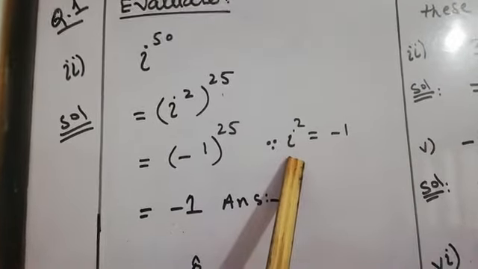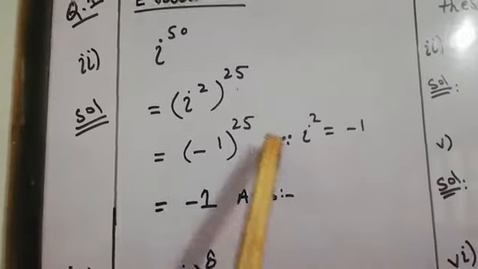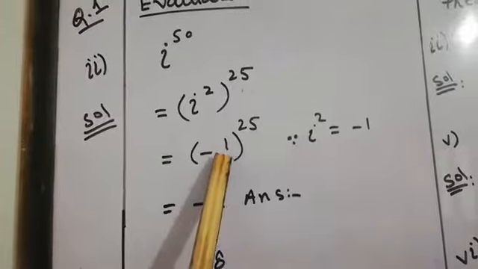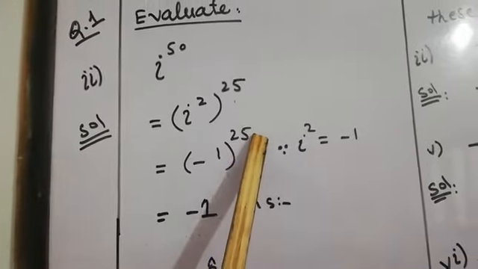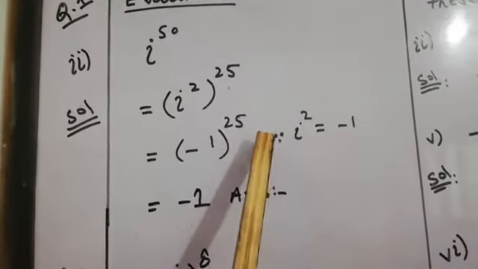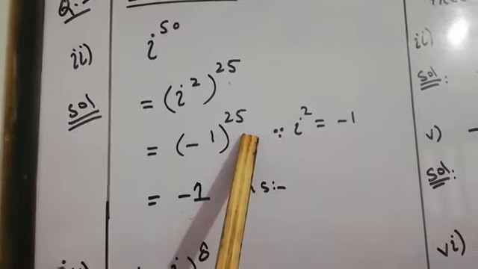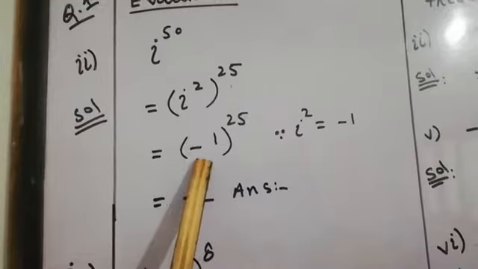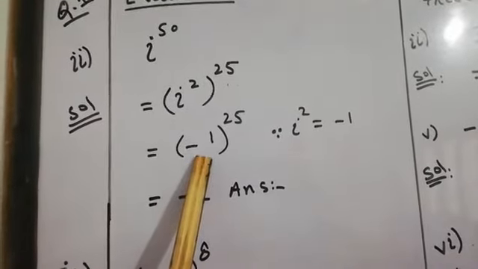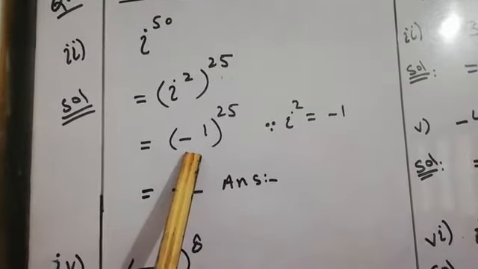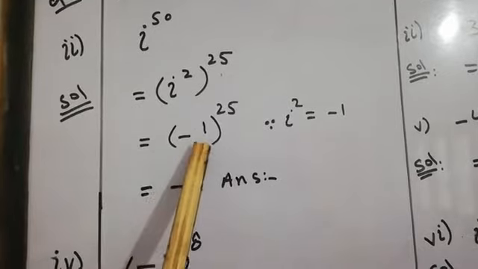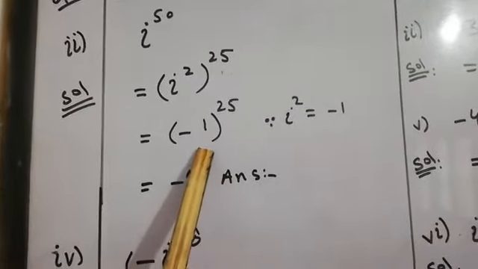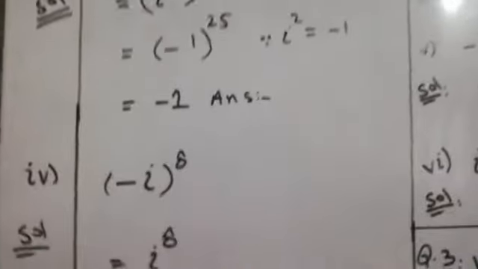Give the reference, this is compulsory, and then you will place the value of iota square, which is minus 1, here. And then you know that if the exponent or the power is odd, then the sign will not be changed. If it is a positive value, it remains positive. If it is a negative value, it remains negative. So minus 1 raised to power 25. 25 is an odd number, so its answer is equal to minus 1.